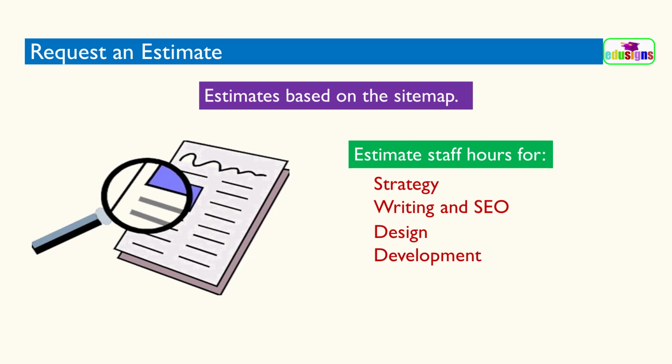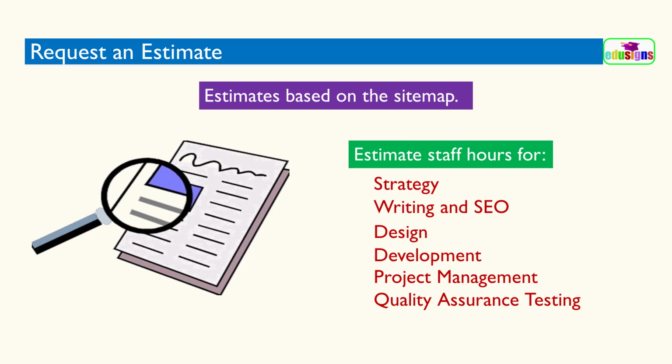Development. Develop and build the website keeping the HTML, CSS, and JavaScript separate for maintainability. Project management. Decisions must be made throughout the planning and development process. Quality assurance testing. Allow enough time to test and debug the site. For example, broken links should be fixed before going live.